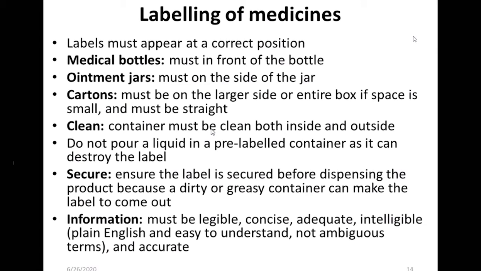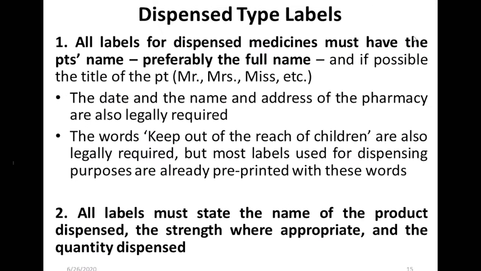Okay, it must be accurate. Then these labels that we are going to put when you are dispensing, make sure they have the patient's name, preferably their full names and title, for example, Mr. Christopher Mbao Mlenga, then the date of the prescription or the date when this product is going to be dispensed, the name and address of the pharmacy, and also a warning, for example, keep out of the reach of children, so that parents or guardians know that children should not access this product.